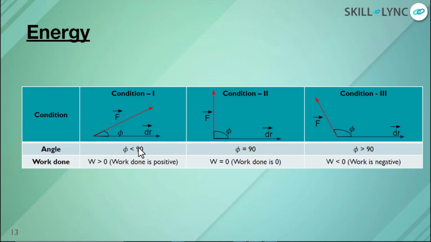In condition 1, when angle phi was less than 90 degrees, the work done would be positive. In condition 2, when angle phi was equal to 90 degrees, the work done would be 0. In condition 3, when angle phi is greater than 90 degrees, the work done would be negative.